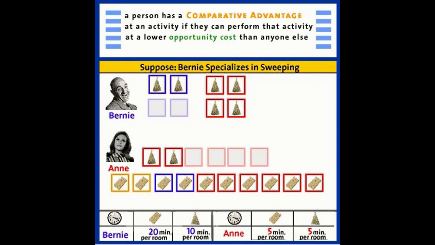Well, look at this. Ann has now got a total of 1, 2, 3, 4, 5, 6, 7 rooms swept, 1, 2, 3, 4, 5, 6, 7 rooms scrubbed. Bernie has 2 rooms swept and 2 rooms scrubbed. By cooperating and specializing according to comparative advantage, by Ann doing more scrubbing and Bernie doing more sweeping, and by trading with each other, Bernie is just as well off as he was before, and Ann is better off than she was before. Now, is that necessarily going to be the case?